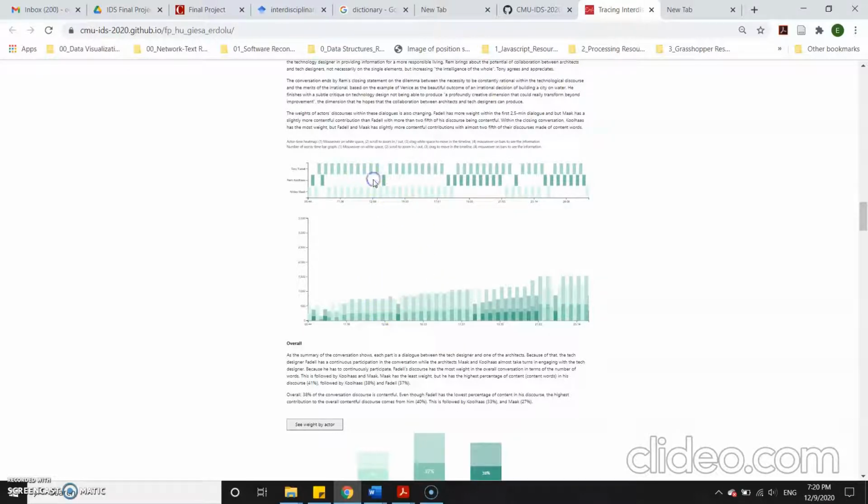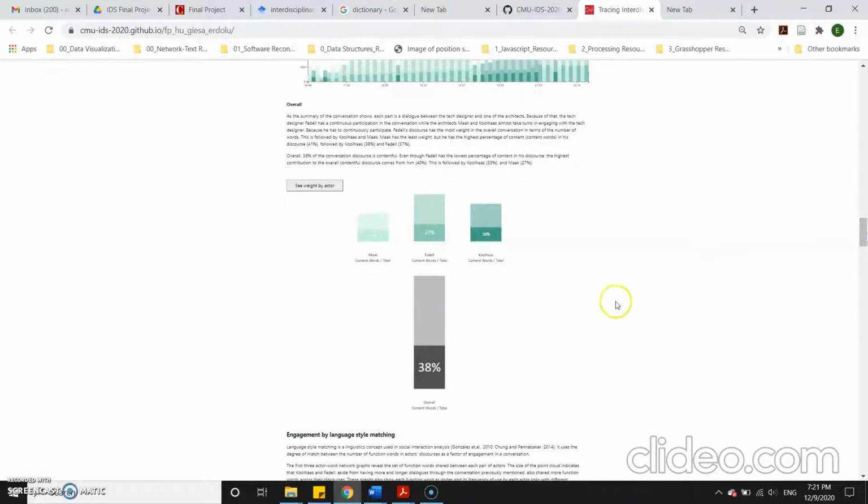and to gain insights. For instance, the first part is made of a 4.5 and a 3-minute dialogue between Mark and Padal. Within the first dialogue, Padal has more weight in the discourse, but Mark has more contentful contribution. The heat map also shows the tech designer Padal has a continuous participation in the conversation, while architects Mark and Koolhaas take turns in engaging with the tech designer.